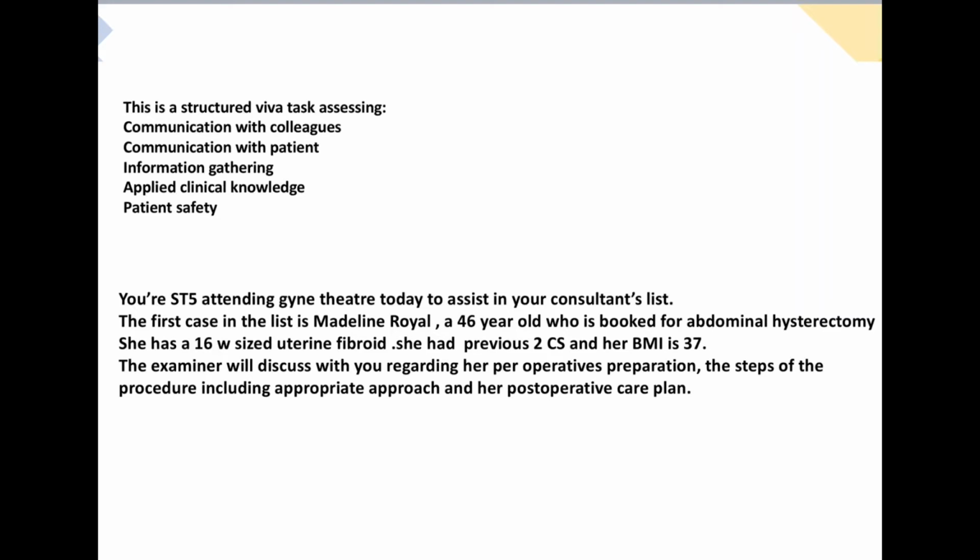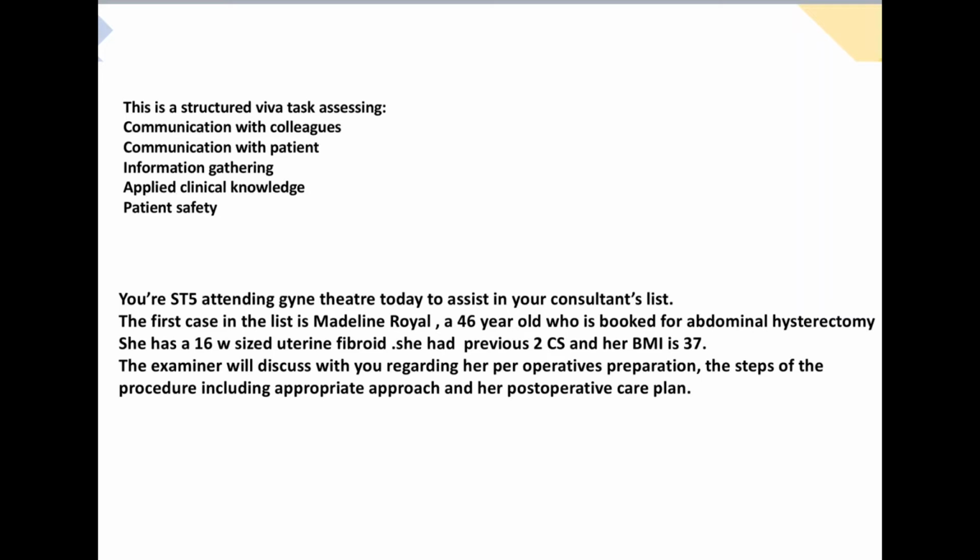We need to ask about her special habits, including smoking, alcohol, and any recreational drugs. Smoking, if it is there, will increase her risk for VTE. And alcohol, if the patient is alcohol dependent, may affect her liver functions. Vitamin K is a very important clotting factor which is produced by the liver. So in case of a patient who has been using alcohol for a long time, we need to give her vitamin K supplementation just to avoid any risk of bleeding.